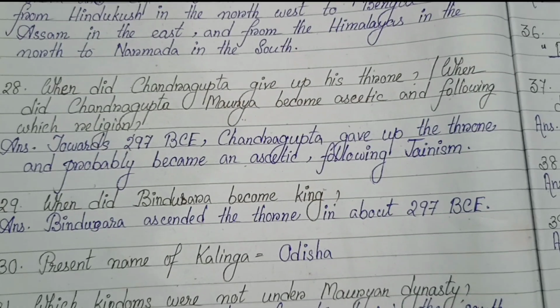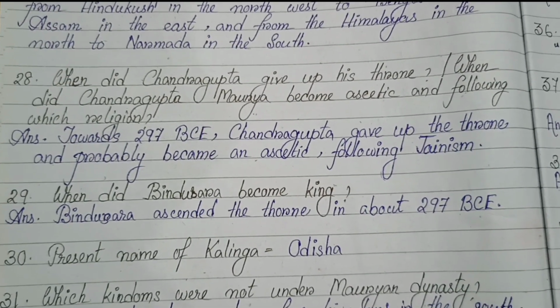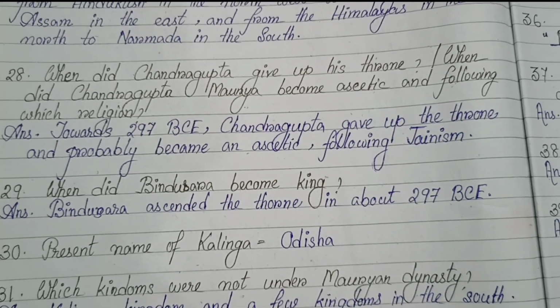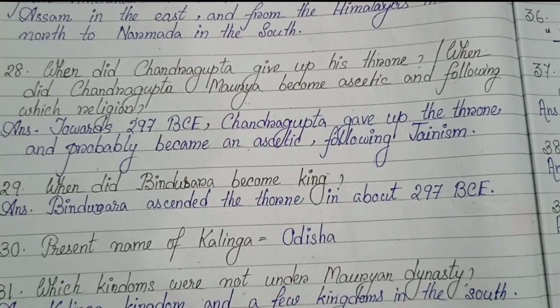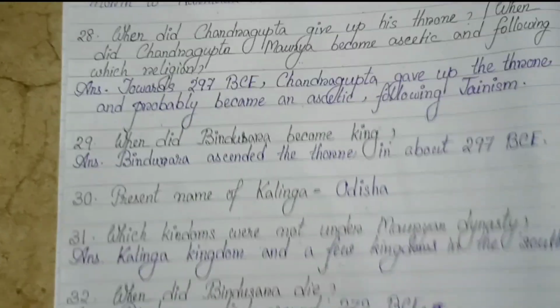28. When did Chandragupta give up his throne? Or when did Chandragupta Maurya become an ascetic and follow his religion? Towards 297 BC, Chandragupta gave up the throne and probably became an ascetic following Jainism.